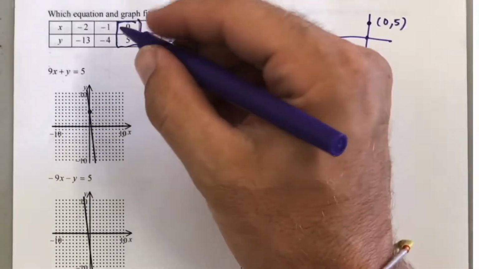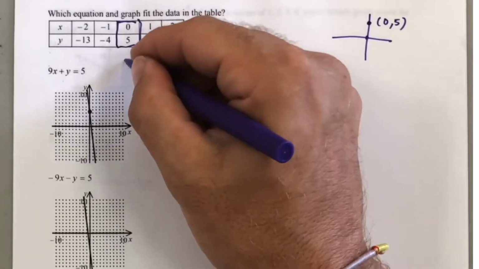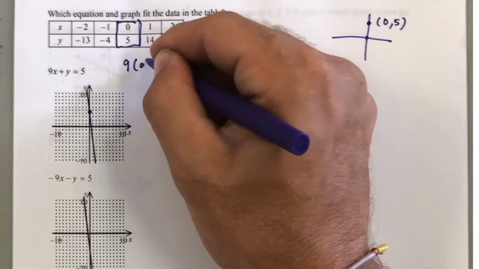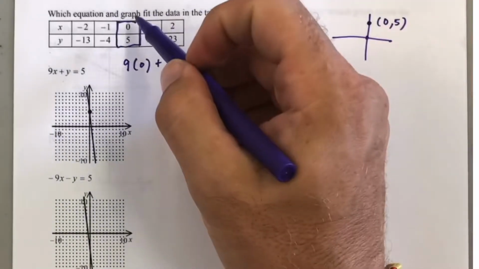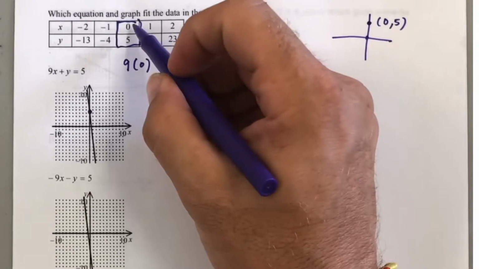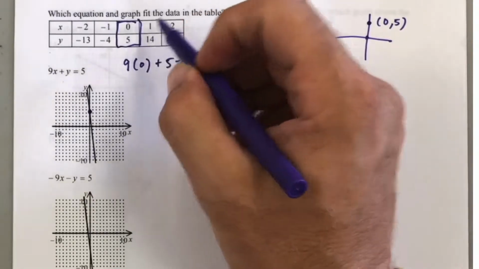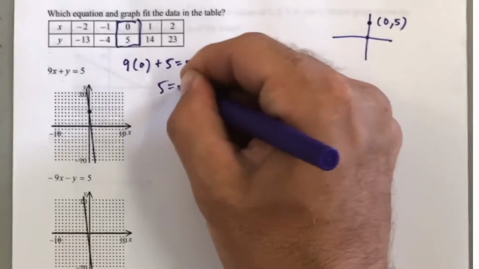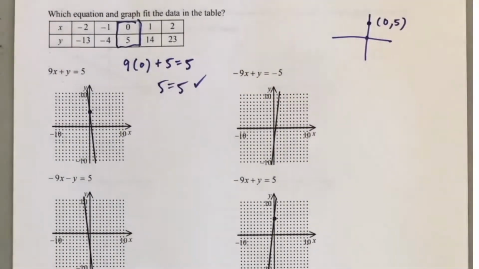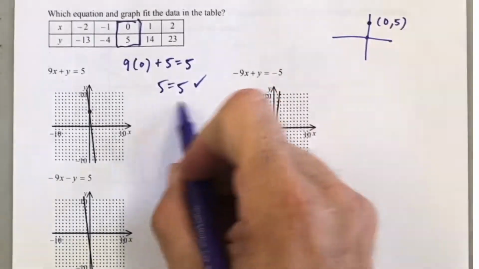I think the best way to work with this here is then to say, okay, 9 times 0 plus 5 is 5. If I put in my input and my output, I'm actually substituting both variables in this case. I get 5 equals 5. I get a function that actually is equivalent on both sides.